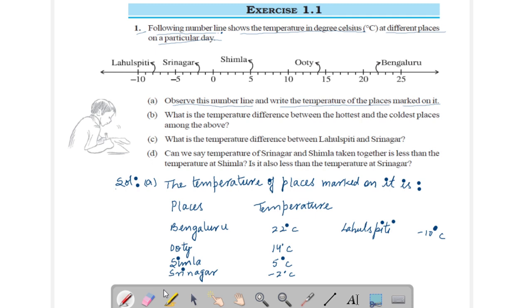Now come to B part. What is the temperature difference between the hottest and coldest place among the above? Solution of B part.